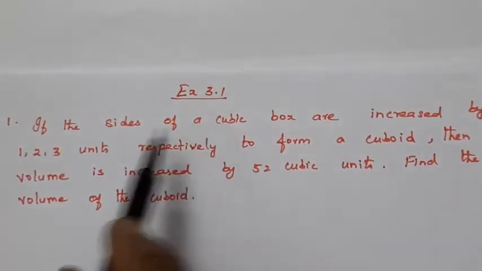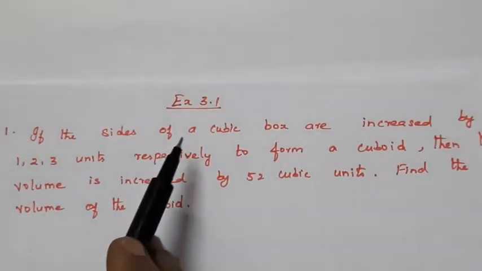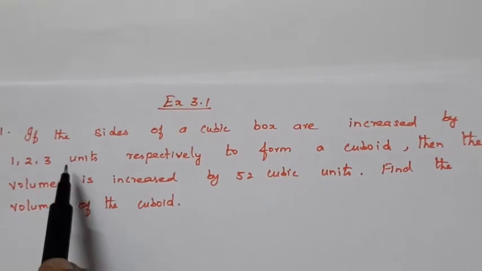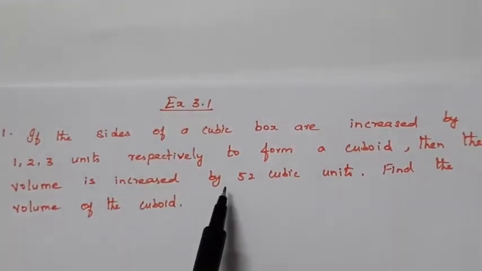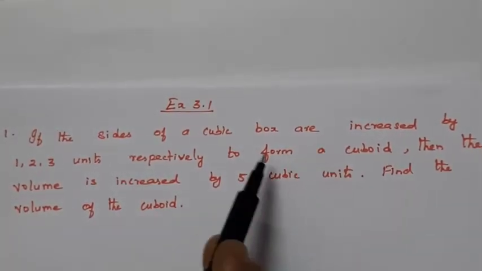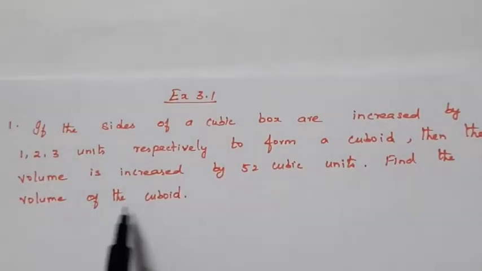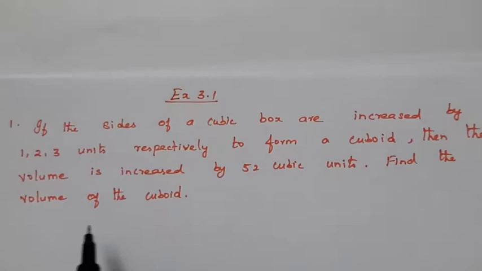That means a cube whose dimensions are increased by 1, 2, 3 respectively, then the corresponding volume of the cuboid will be increased from the volume of the cube by 52 cubic units. With the help of this condition, you are going to find the volume of the cuboid.